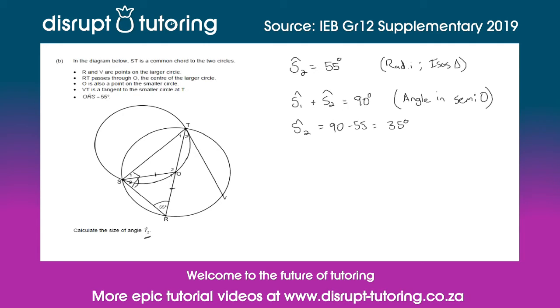And then finally, we've got this triangle over here, TOS, and we can see that this is a triangle in this circle. They've told us that TV is a tangent of the smaller circle, which means we can use the tan chord theorem and conclude that angle T2 should also equal 35 degrees. As I said, your reason here is the tan chord theorem. And that is the answer to B.